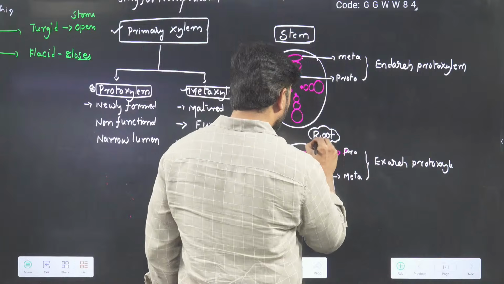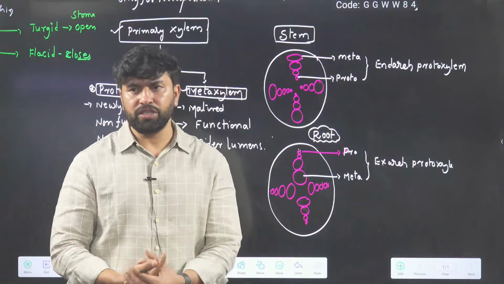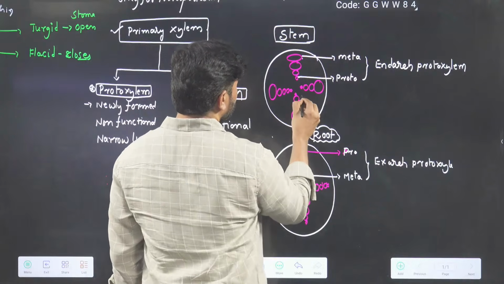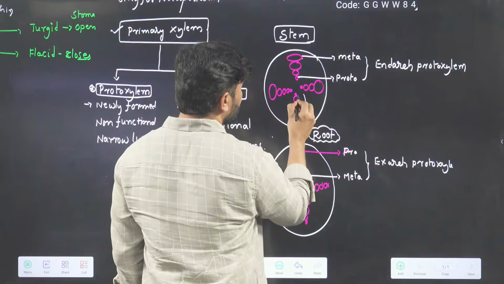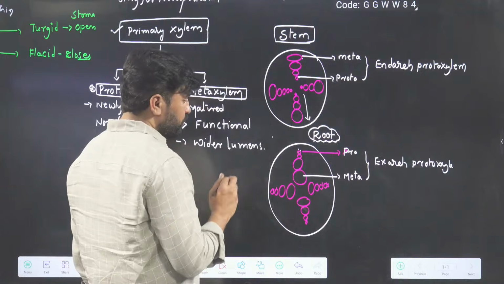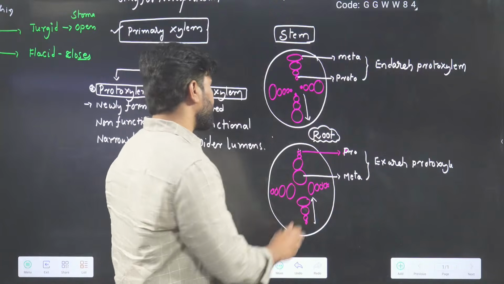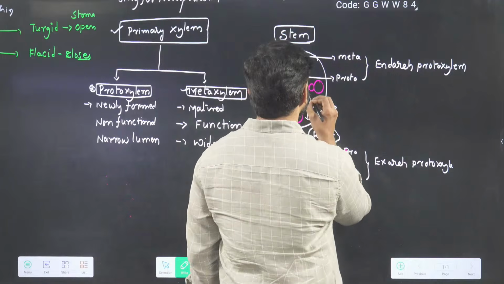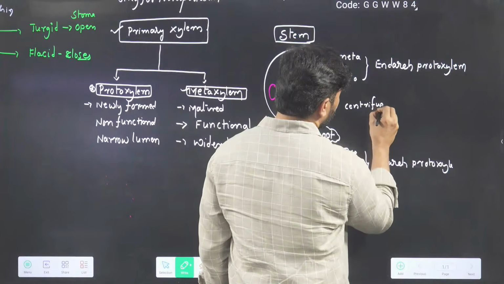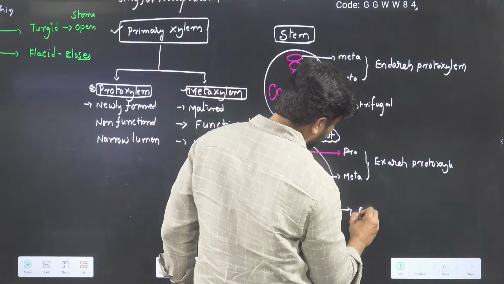Here, root and stem significantly vary in their mode of maturation of xylem. What is that? If you take stem, maturation will start from the center and go to the periphery. But if you talk about root, maturation will start from the periphery and go towards the center. Center to periphery is centrifugal, and peripheral to center, the maturation is centripetal.